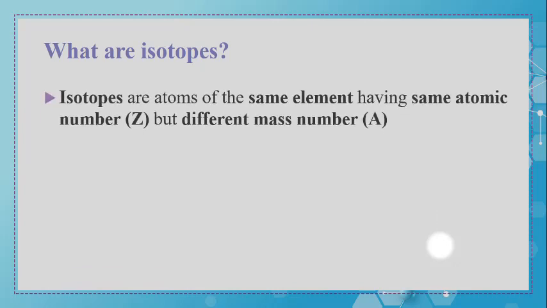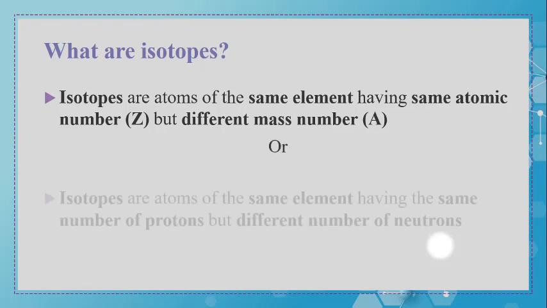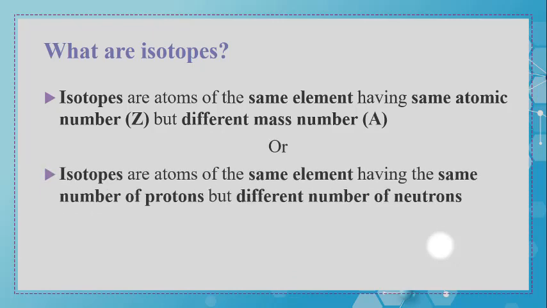What are isotopes? Isotopes are atoms of the same element having the same atomic number Z but different mass number A. Or, isotopes are atoms of the same element having the same number of protons but different number of neutrons.